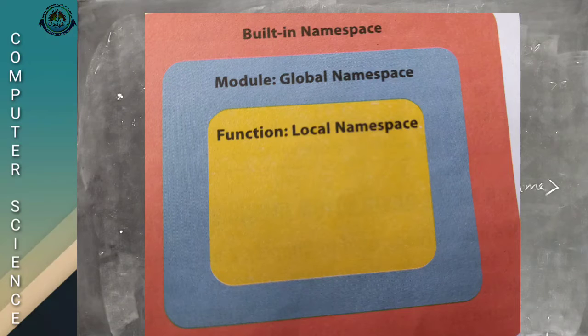Namespaces are mainly divided into three types. In the previous class we discussed local variable, global variable, etc. There are three types of Python namespaces. First one is global, that means the middle part, then local, the inner part, and built-in, the outer part. These are the three types of namespaces.